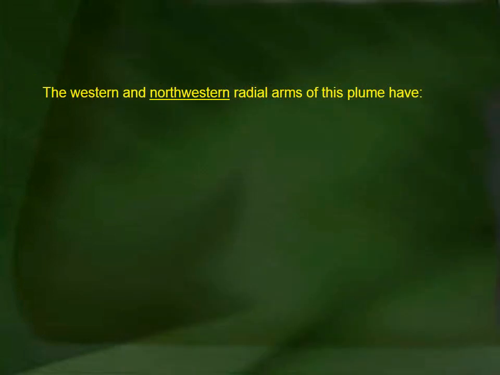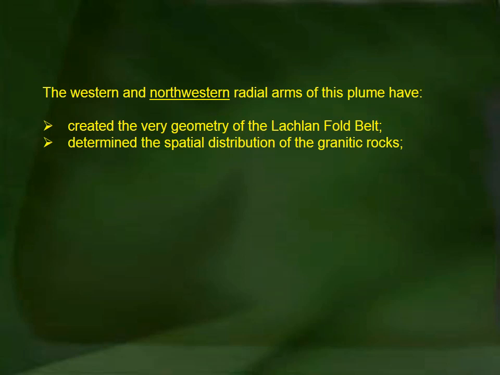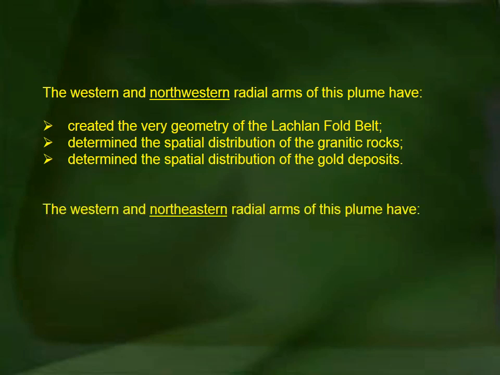The western and northwestern radial arms of this plume have created the very geometry of the Lachlan Fold Belt, determined the spatial distribution of the granitic rocks, and determined the spatial distribution of the gold deposits, while the western and northeastern radial arms of this plume have controlled the very shape of the Australian continent.